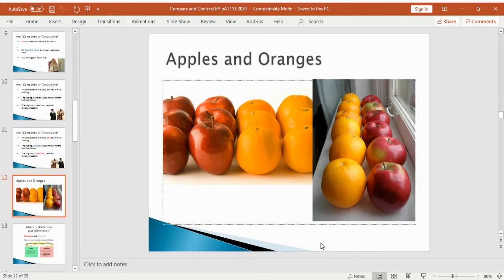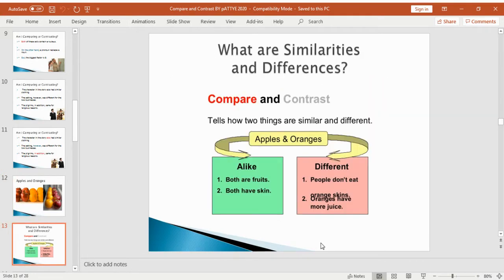There are other things that we can compare, such as looking at these two fruits, an apple and an orange. If I look at these two pieces of fruit, there are many ways that they are alike. There are many similarities, and there are many differences. Let's take a look at how it can be done. When I look at the apple, I can say that both of these are fruits. That is comparing. I can say both of them have a skin.